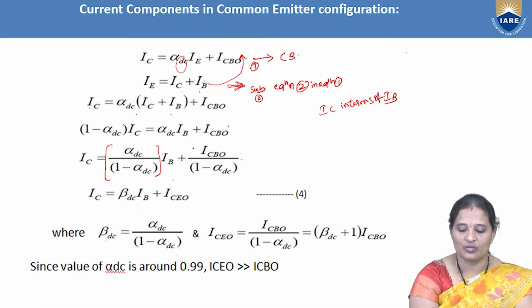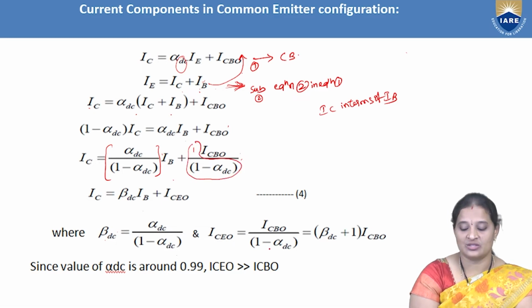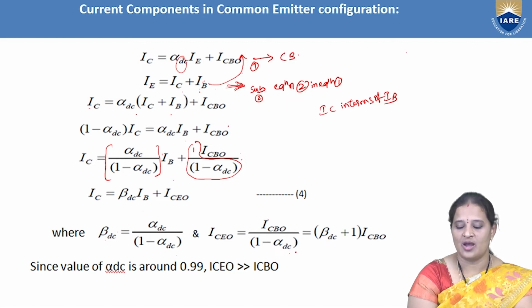And what is ICE naught? This entire term, ICB naught by 1 minus alpha DC, is nothing but ICE naught.